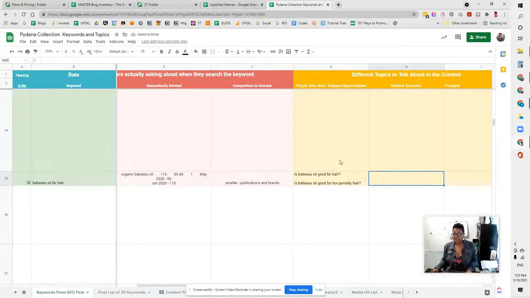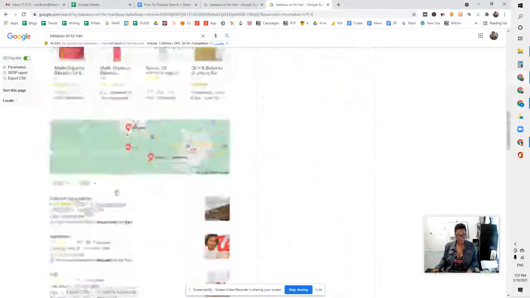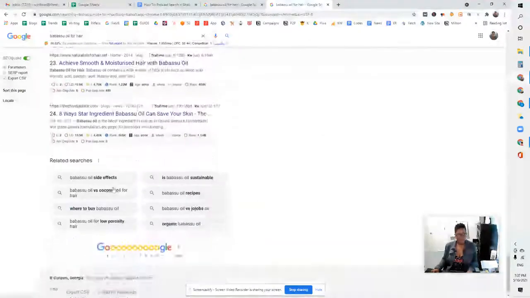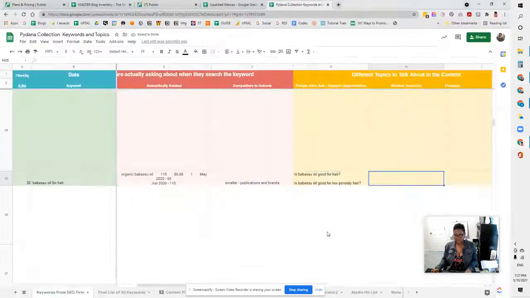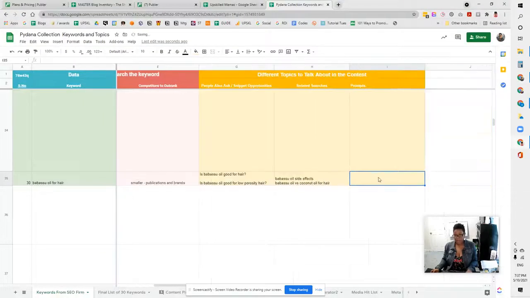And then related searches is at the bottom. Related searches, they're usually going to be the same as the semantically related searches, but I put them in there anyway, because these are the other topics that we can talk about. Okay, and then the prompts.